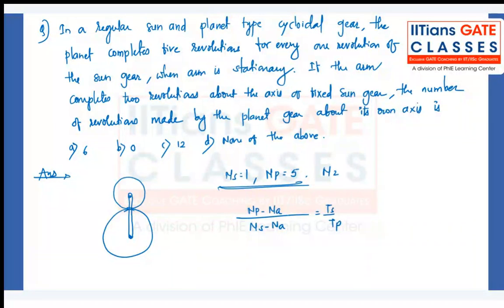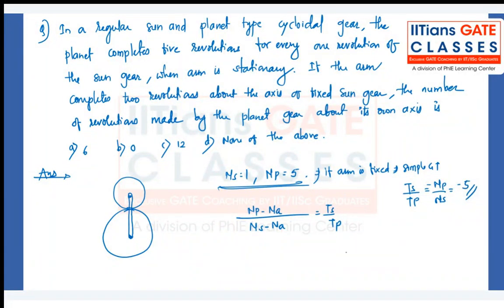Okay, first of all, they have not given Ts by Tp. How to calculate it? This is like if the arm is fixed, so it becomes a simple gear train, right? And if I want to say Ts by Tp is equal to Np by Ns, which is, sorry, minus Np by Ns, which is minus 5. Okay, this is the answer.